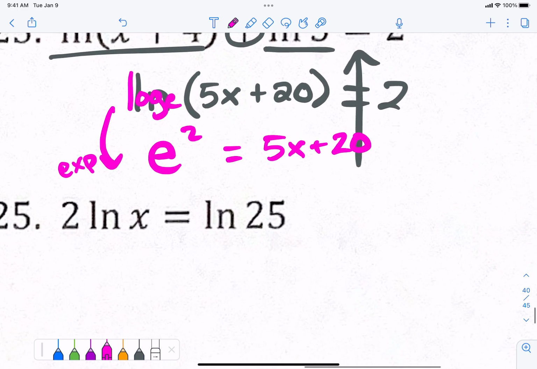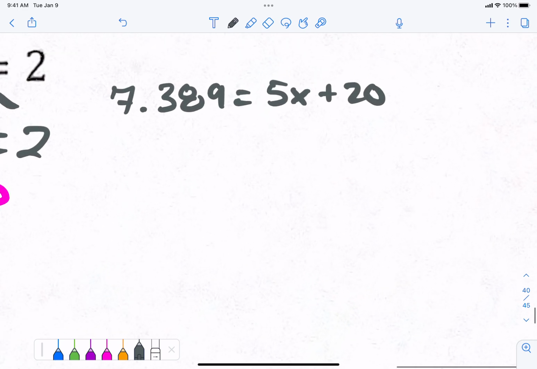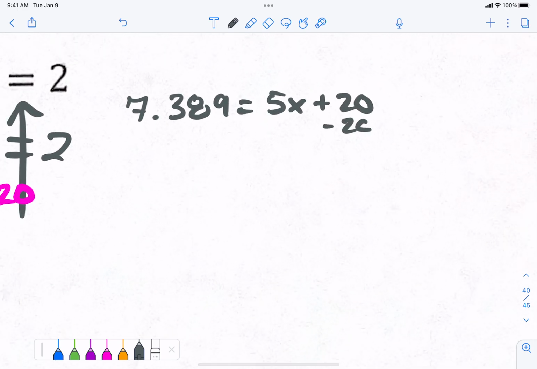Okay, I'll buy that. Do you use your calculator? Yep. What is e to the second power? 7.389. So I'm going to write over here 7.389 equals 5x plus 20. We're going to end up with a negative number, and that's totally okay. Minus 20 is like negative 12 something. Negative 12.61.